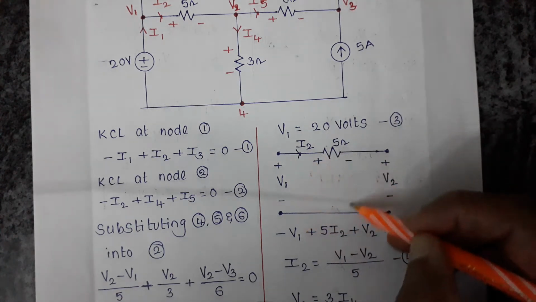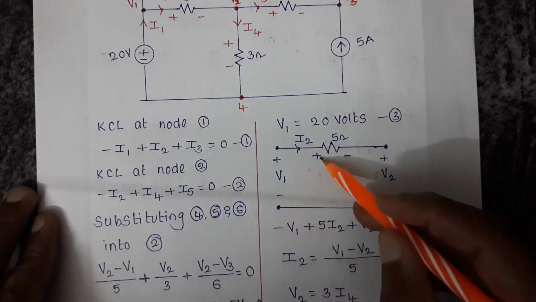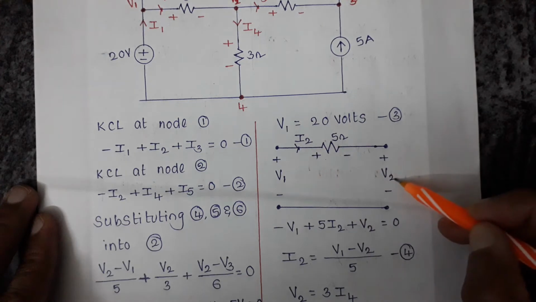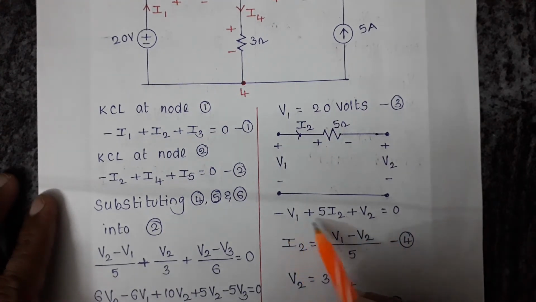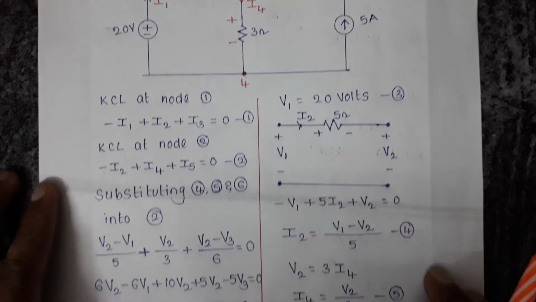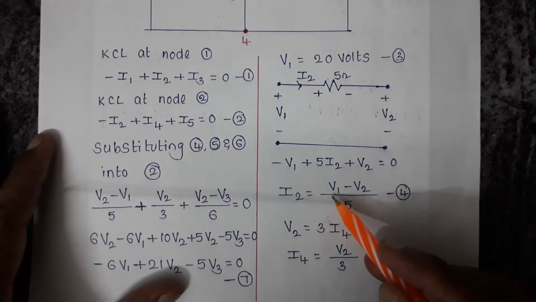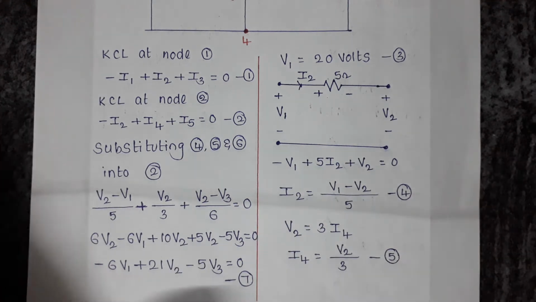If you write KVL in this loop, we get minus V1 plus 5 I2 plus V2 equal to 0. From this one you can extract I2. So I2 equals (V1 minus V2) divided by 5. This is equation 4.